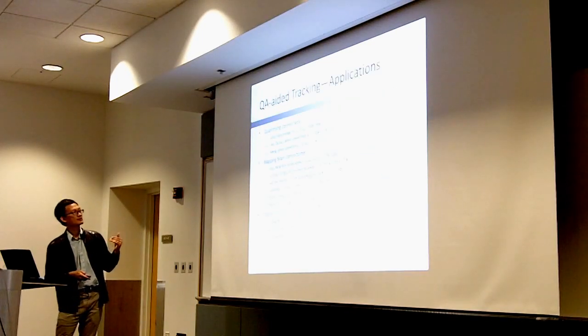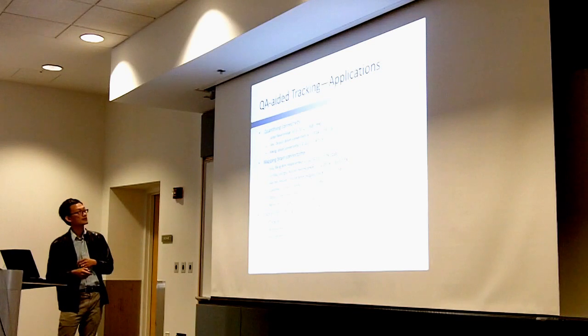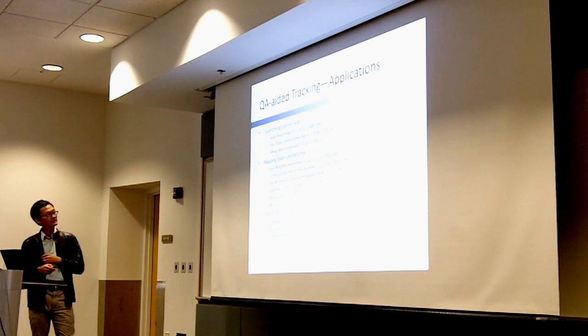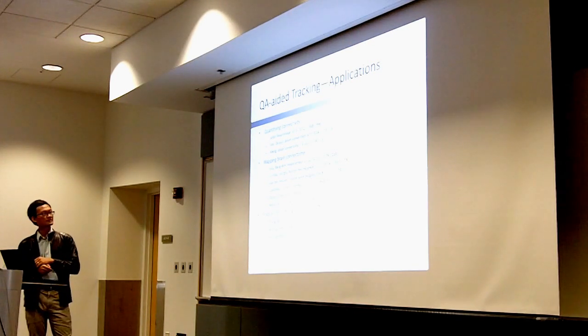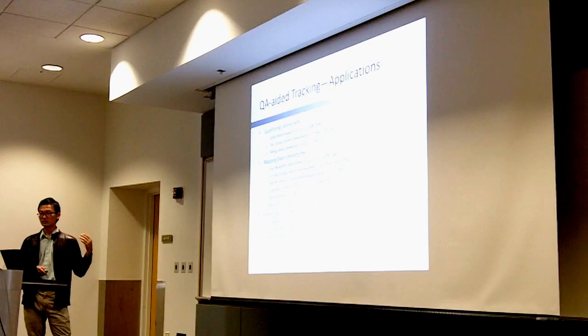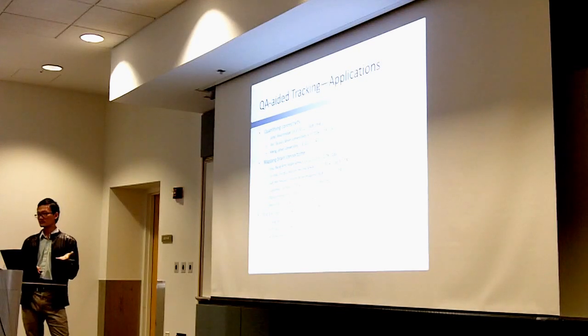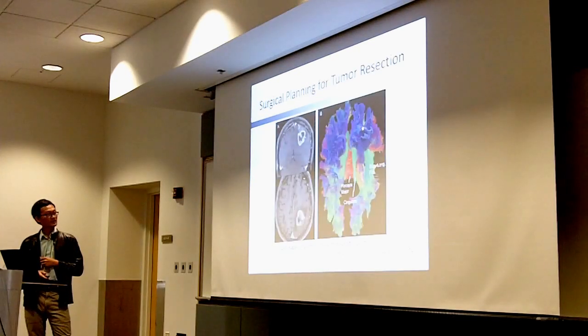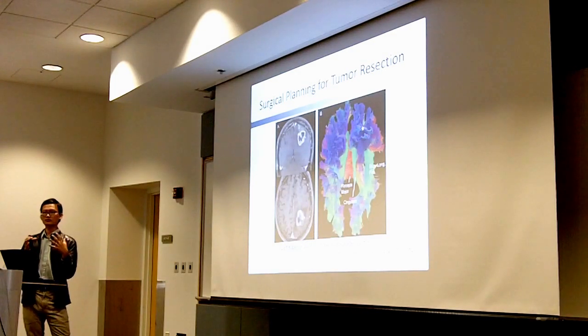Here I'm listing some of the application papers. Some of them use it to quantify connectivity. Some of the groups use it to map the brain connectome. Some of the groups use it in brain tumor patients, so it's already applicable to clinical study. In this one study, they collaborated with a neurosurgeon. They mapped how the fiber tracts are affected by the tumor.